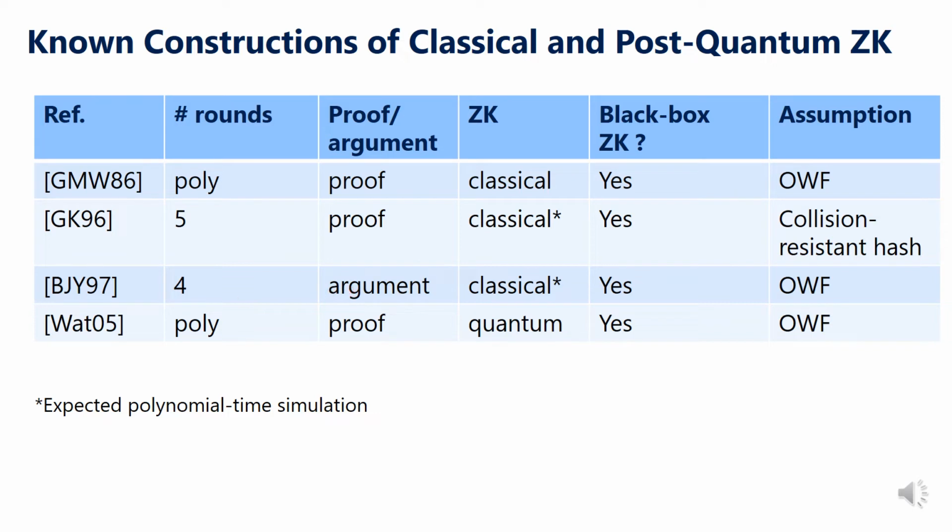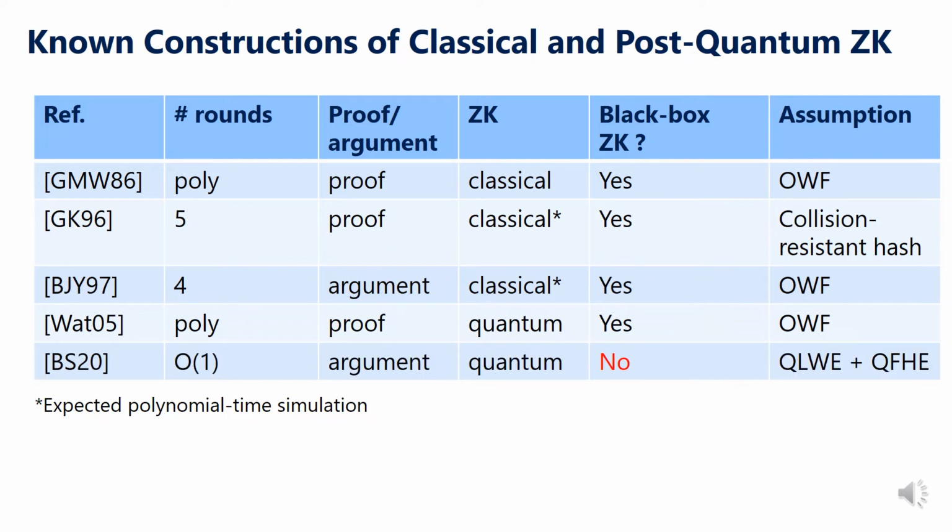The first post-quantum zero-knowledge protocol was obtained by Watrous in 2005. He proved that many known constructions of classical zero-knowledge proofs are actually also post-quantum zero-knowledge if we rely on post-quantum assumptions. However, his technique is only applicable to protocols with a super-constant number of rounds. Therefore, after his results, it has been a long-standing open problem to construct a constant-round post-quantum zero-knowledge proof or even argument.